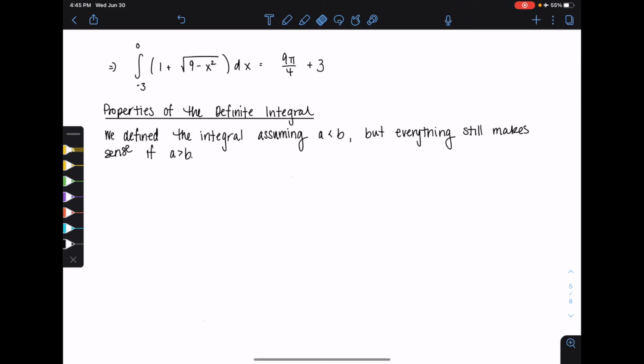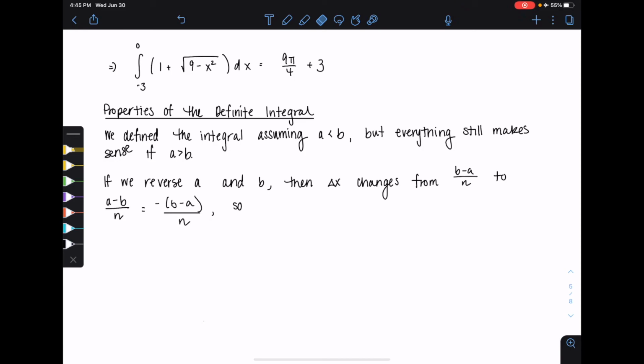But we pretty much defined the integral assuming that the lower bound is smaller than the upper bound. But it really makes sense if you have the reverse case. So kind of like you're finding the area the back way. If we reverse the roles of A and B, then delta x changes from (B minus A) over n to (A minus B) over n, which is really the negation of the previous delta x we had. So all that happens is if I'm finding the integral from A to B, or the area under this curve from A to B, it's going to change signs if I trace it out in the backwards direction.